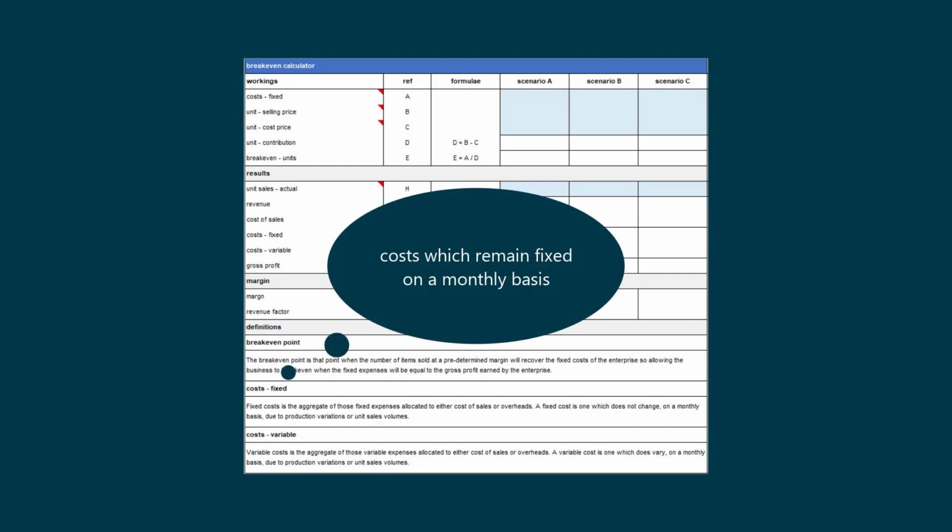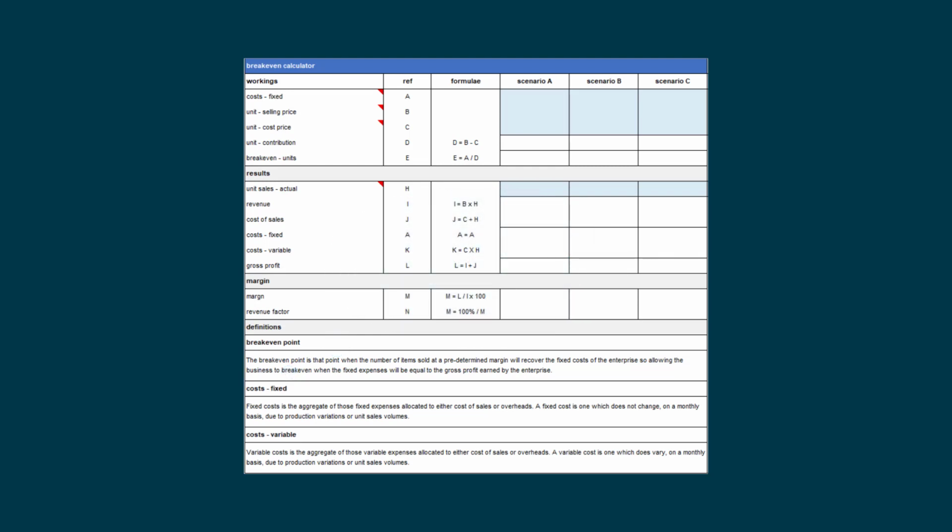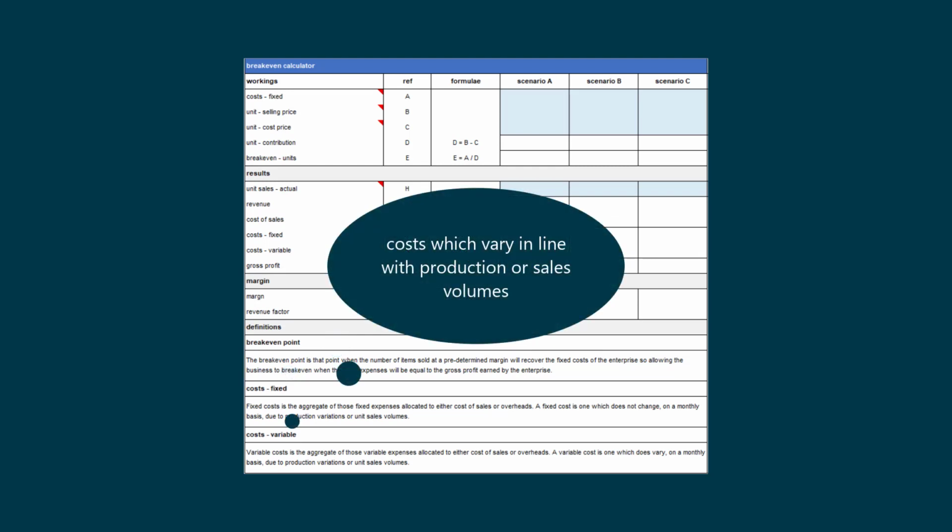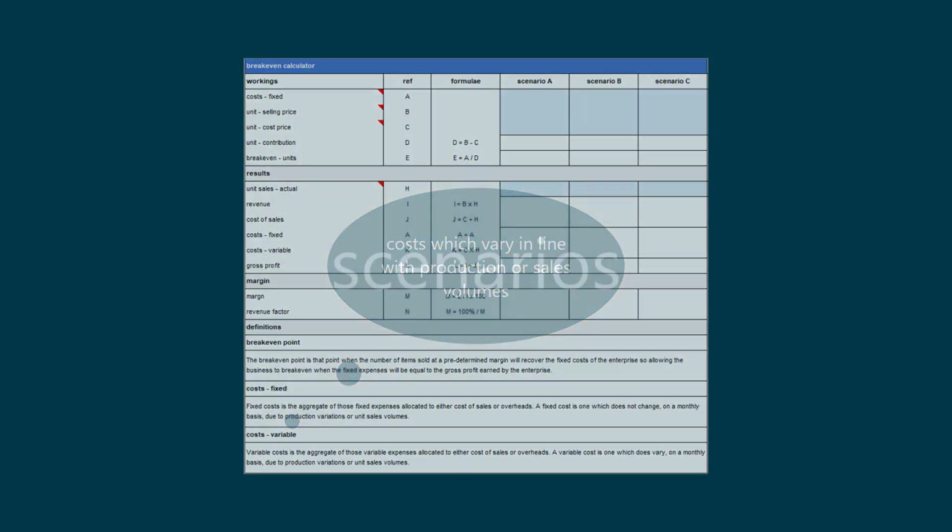Fixed costs are the aggregate of those fixed expenses allocated to either cost of sales or overheads. A fixed cost is one which does not change on a monthly basis due to production variations or unit sales volumes. Variable costs are the aggregate of those variable expenses allocated to either cost of sales or overheads. A variable cost is one which does vary on a monthly basis in line with production and sales volumes.